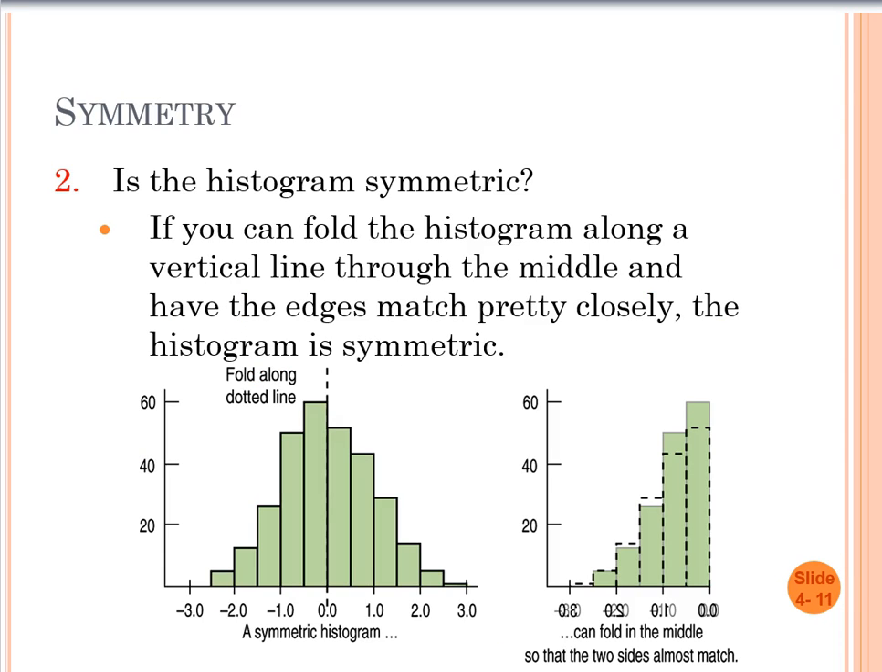The second part of a shape that we want to describe is its symmetry. Symmetry has to do with things looking about the same. If you were to create a line here in the middle of this distribution, you can fold it over on itself, and you can see that the right side is sort of the mirror image of the left side. That's what this example is showing you: when you fold the right side over on the left, they look pretty similar.